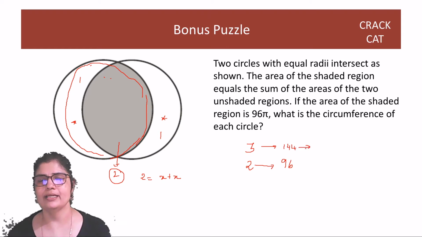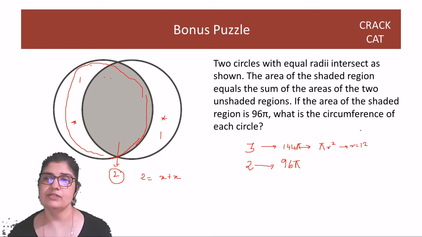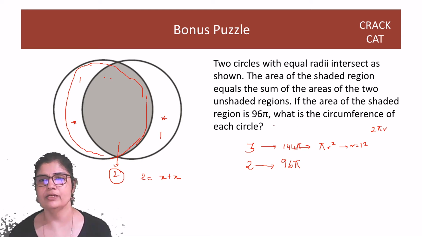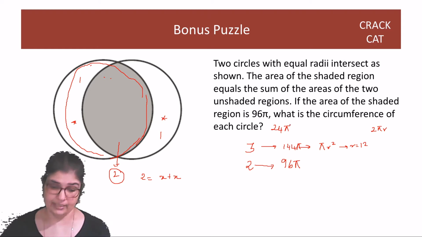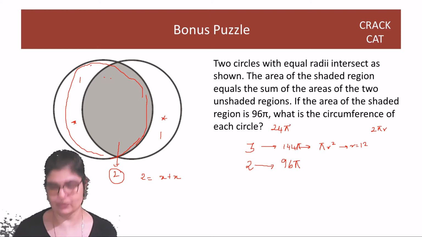Now what is the area of the circle? The area of the circle is pi r square. So r is equal to 12, right? Because r square is 144 pi, correct? Now r is equal to 12. Now the circumference of the circle is 2 pi r. So the circumference of each circle will be 24 pi. 2 into 12 into pi, right? Great. Let's now look at the maths questions.